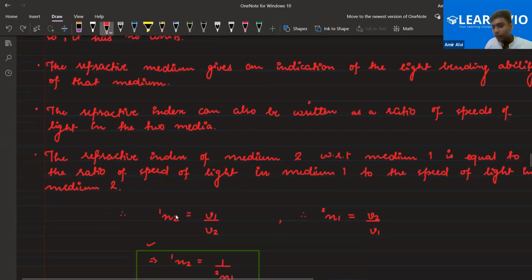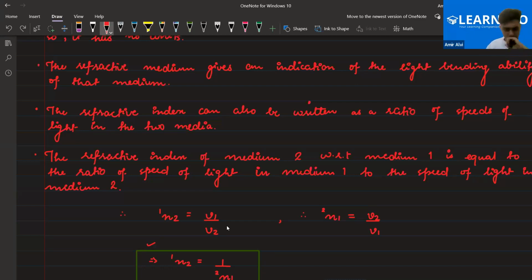This is how it is written: refractive index of medium 2 with respect to 1. The 1 is a superscript; the reference will be in the superscript. The medium for which I'm calculating will be in the subscript. It is the ratio V1 by V2, where V1 is the speed of light in medium 1 and V2 is the speed of light in medium 2. Is this clear to all of you? Please let me know.